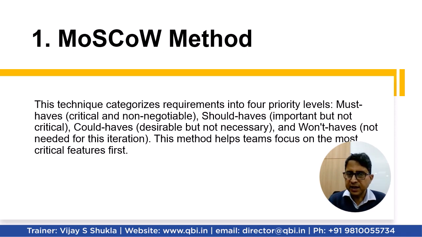The should haves are important but not critical. Could haves are desirable but not necessary. Won't haves are not needed for this iteration. So, this method helps team focus on the most critical features first. Utilizing Moscow method, while the team participates in the sprint planning meeting, they are able to identify what are the must have, should have, and could have features which can be delivered in the upcoming sprint.